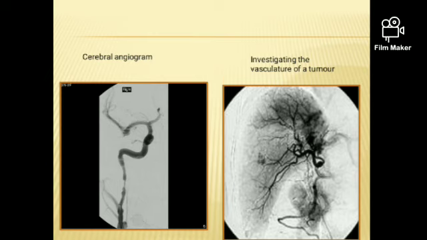See, if it is a circular image, that means it is taken on the IITV, image intensifier. This is an image of a cerebral angio, and you can see here there is an aneurysm.